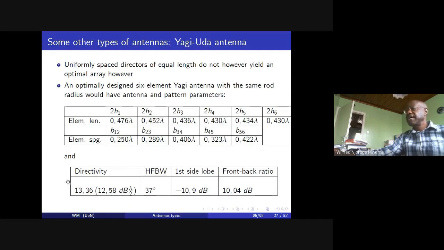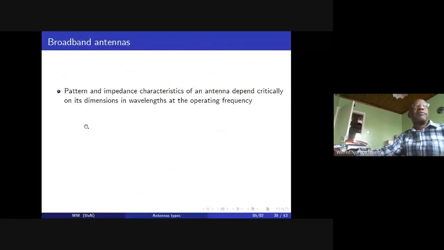And we see that the directivity is now improved to 13.36 or 12.58 dB, referred to a half-wave lambda dipole. A beam width that is narrower is now 37 degrees, and we have a side lobe that is deeper, which is 10.9 for the first side lobe, and that front to back ratio of about 10.04 dB. The other one was just 9 dB, so to speak. So now what we have seen.